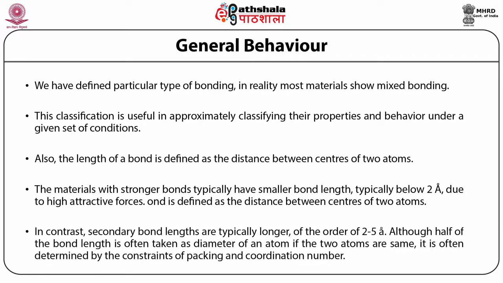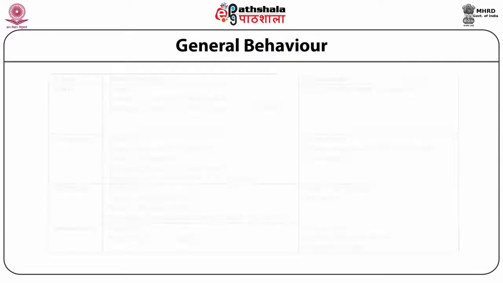In contrast, secondary bond lengths are typically longer, of the order of 2 to 5 angstrom. Half of the bond length is often taken as the diameter of an atom, if the two atoms are the same. It is often determined by the constraints of packing and coordination number.